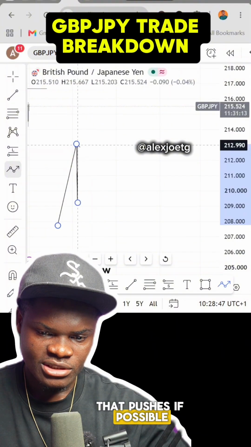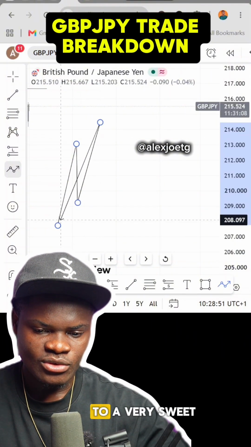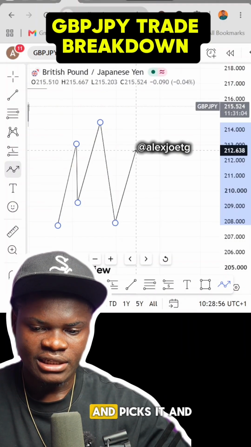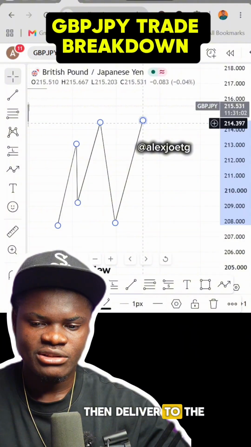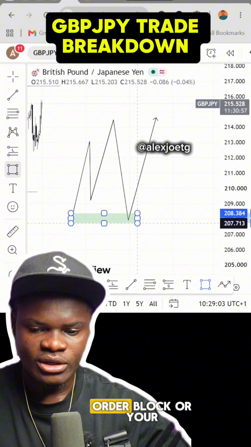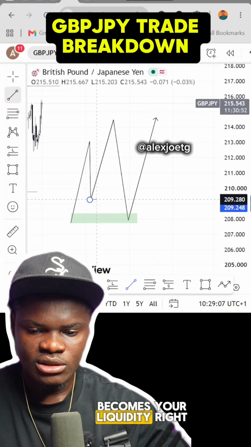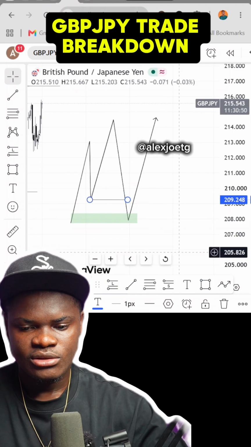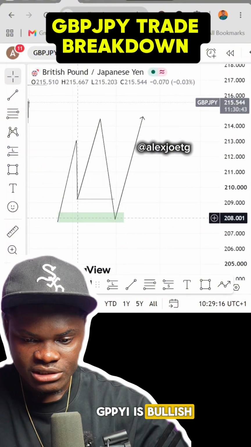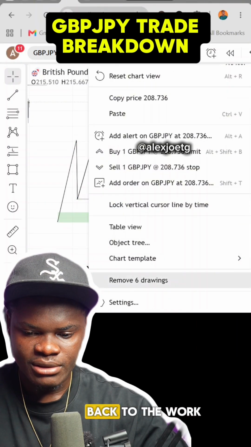that pushes, if possible, takes the next high, and then comes down to a very sweet point of interest down here and picks it, and then delivers to the next high. And then once you see that, this place becomes your order block or your point of interest, and then this place becomes your liquidity, right? So this is what we are looking for. Since we believe that GBPJPY is bullish, this bullish setup is what we are looking for. So now let me remove it and get back to the work.